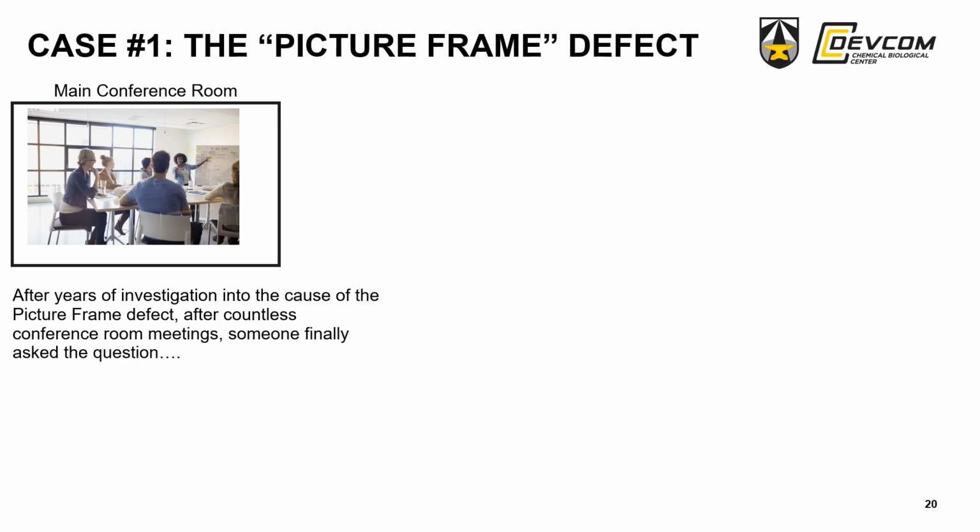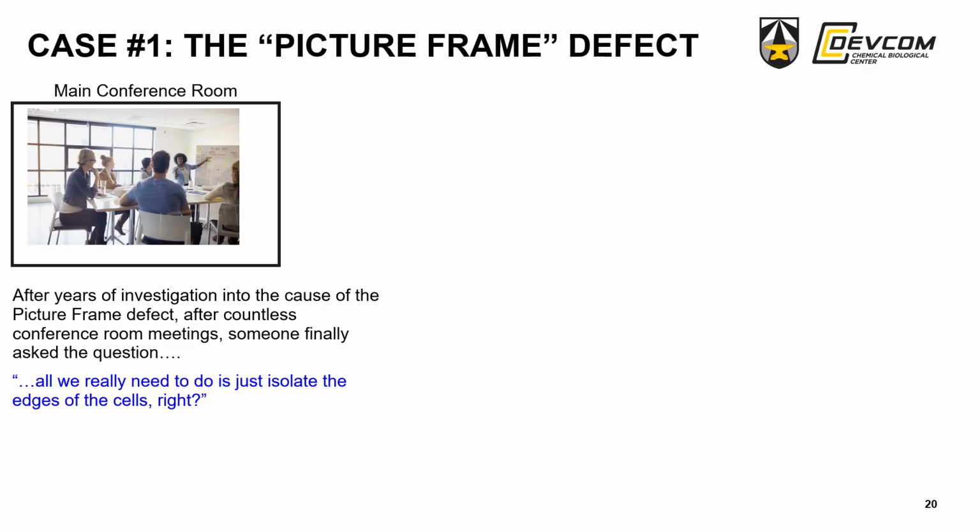So when the defect didn't go away, it's all hands on deck. For weeks, we're having daily meetings in the main conference room. All the key players are in, trying to figure out how do we get this plasma etch process not to produce this picture frame defect. And here's the breakthrough moment. One day, someone finally asked the question, all we really need to do is isolate those edges.